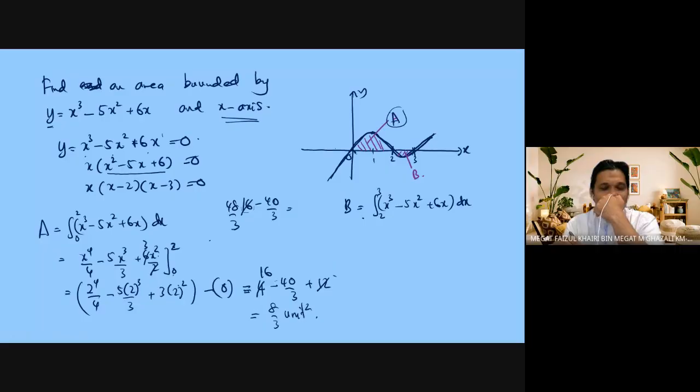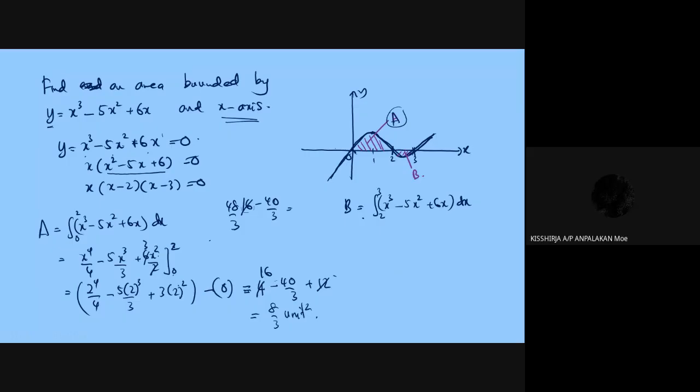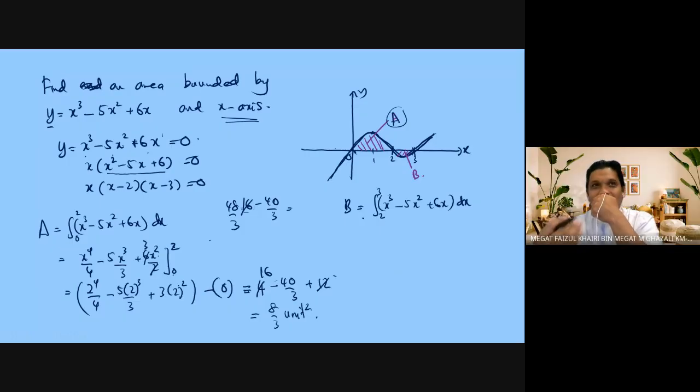Modulus. If we change the negative to positive. What is negative in this situation? The area below the x-axis. So then we come up with negative.